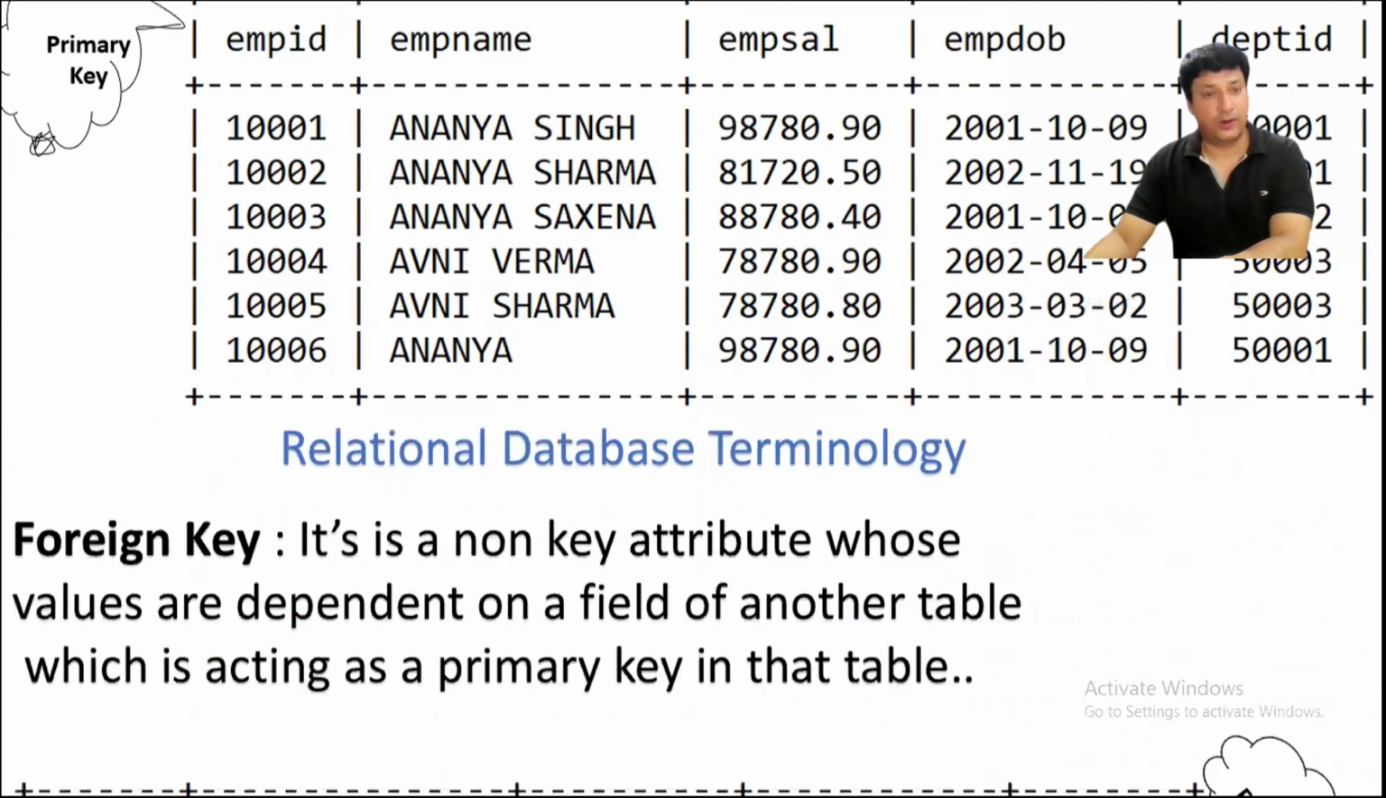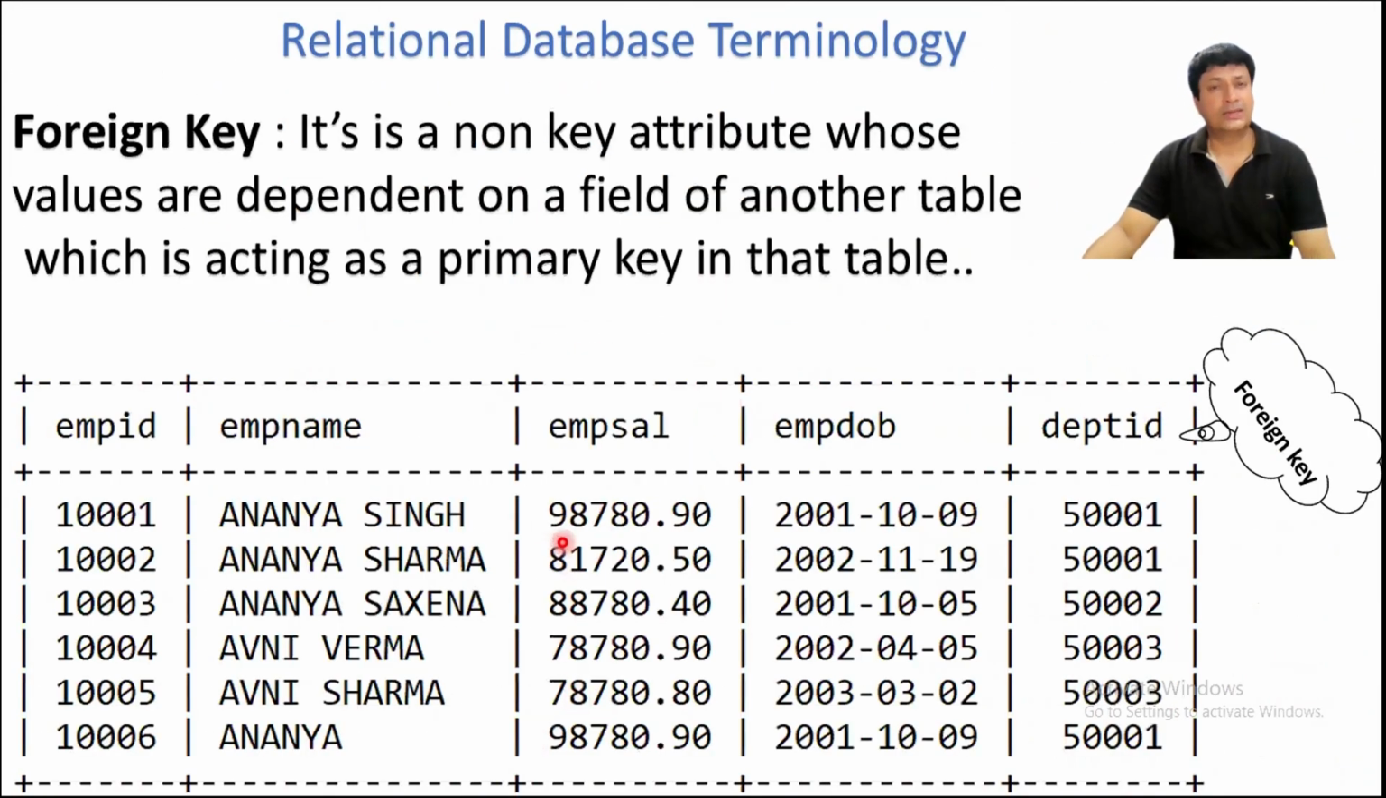The next one is foreign key. It's a non-key attribute whose values are dependent on a field of another table, which is acting as a primary key in that table. If you remember, in the department table, we have got department ID and department name, and the department ID was set as a primary key. Over there, the department IDs were unique because no two departments can have the same department ID. But here, multiple employees can have the same department ID, so the duplicates are allowed.